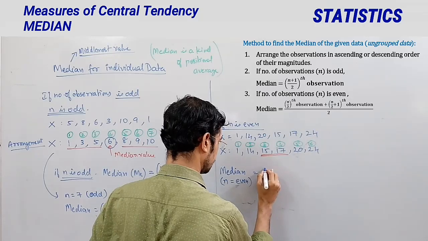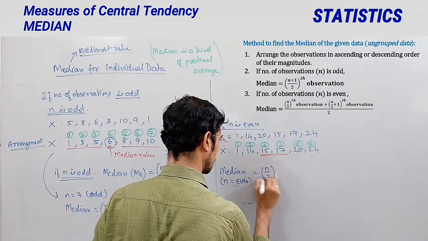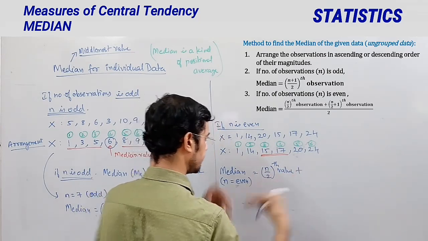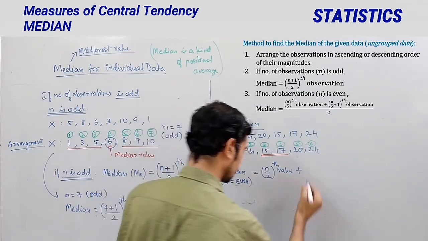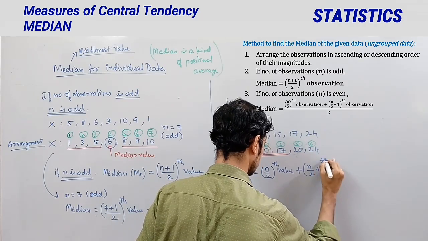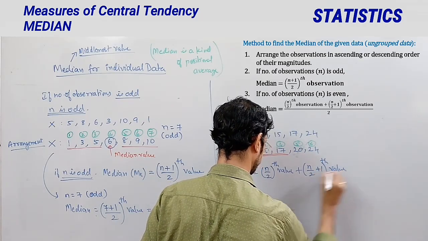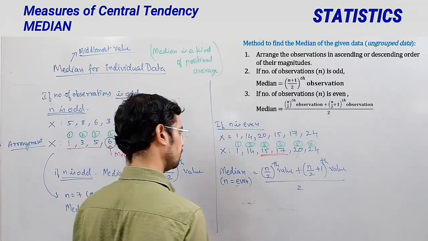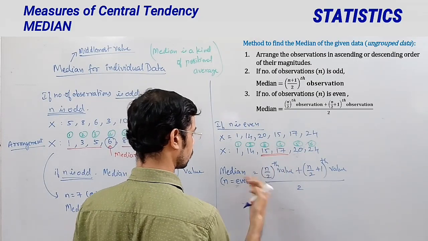Okay, so therefore it is the n by 2th value plus the next value. How to get the next value? It is the n by 2 plus 1th value, divided by 2. That is the simple average of the third and the fourth observation.